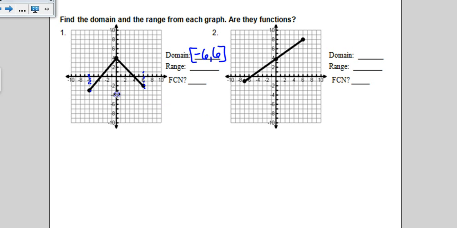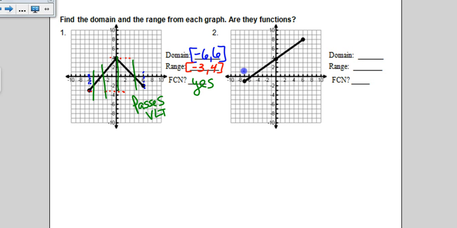Now for range is y, and we always read bottom to top. So least to greatest would be -3 up to 4. And again, since it does hit both of those values, we're going to use brackets around it. And then, is this a function? We're going to try to figure out if this guy passes the vertical line test. So I'm going to kind of think about drawing a whole bunch of vertical lines in. Each vertical line only touches the function once, so it passes the vertical line test. And is it a function? Yes, it is.